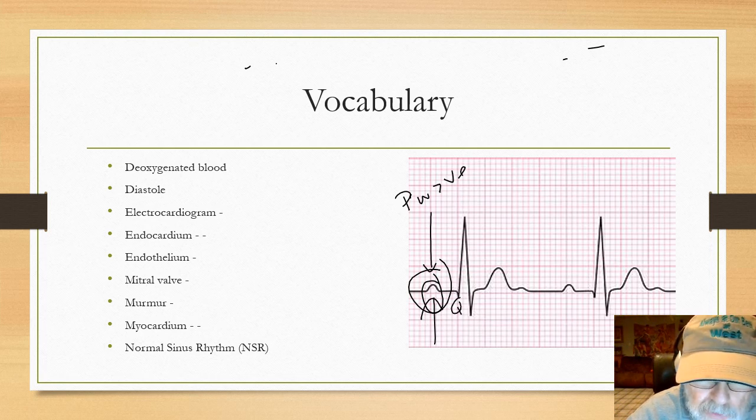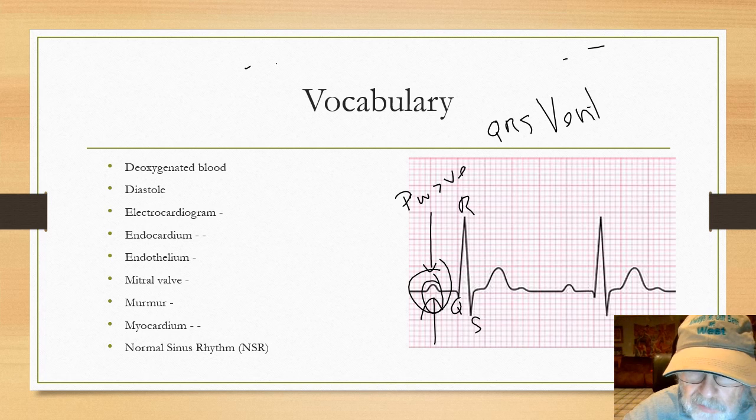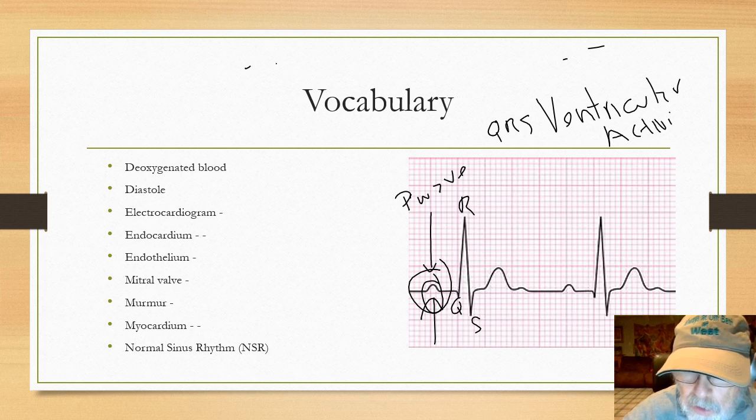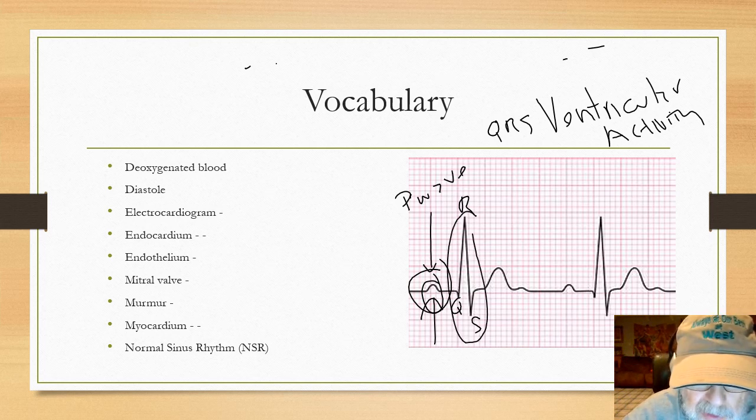This is QRS. And they look at the QRS together, and that's the ventricular electrical activity. So if the heart has a problem with the electrical activity in the ventricles, the QRS is going to be wrong. This area right here is called the T wave.